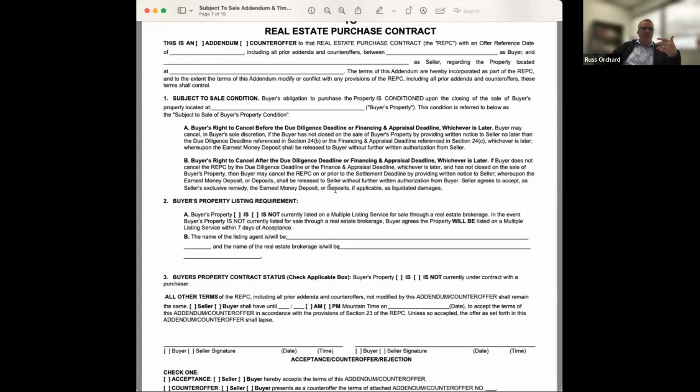remedy. Basically what it means is if they cancel after the due diligence and finance and appraisal deadline on or before a settlement deadline, the only option the seller has is to take the earnest money. So it's not like they could try to specifically enforce or that they have other remedies available. They have already agreed that is the exclusive remedy. So that's a key thing to remember on this cancellation here.